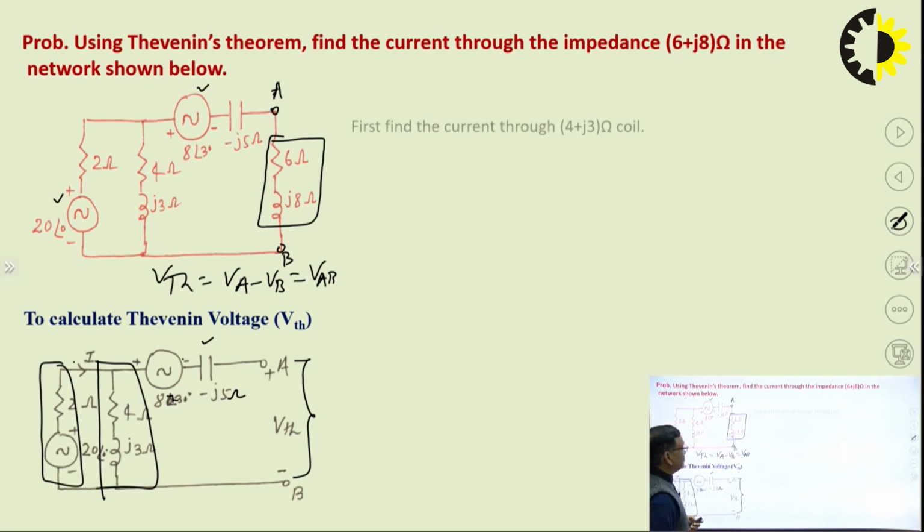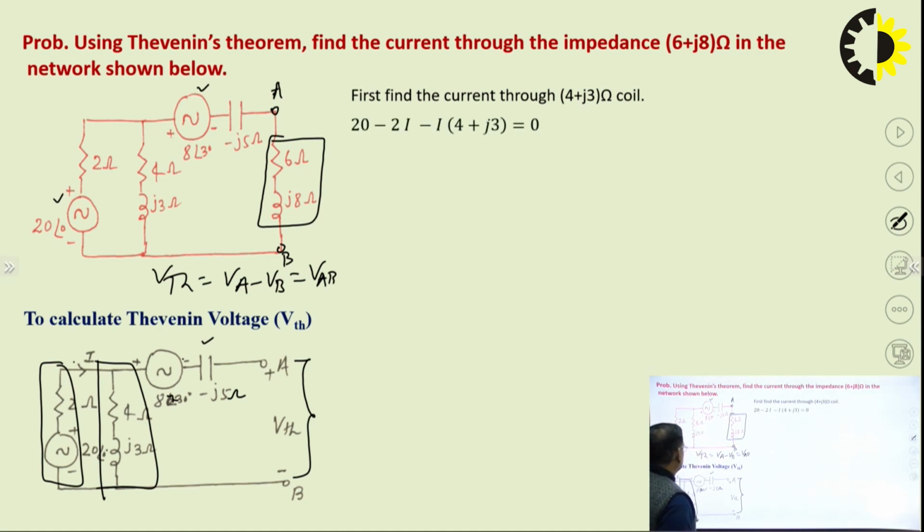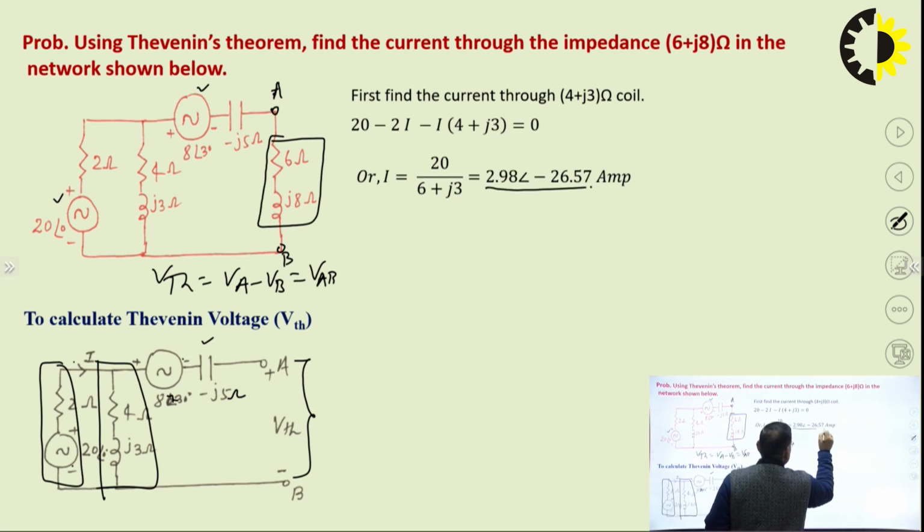So, just write minus to plus, so 20 minus 2I, the current through this 2 ohm resistor, minus I times 4 plus j3. So, I have applied KVL across this loop, and we can get these equations. So, writing this equation, we can get the value of I. So, the value of I will be this much. Clear?